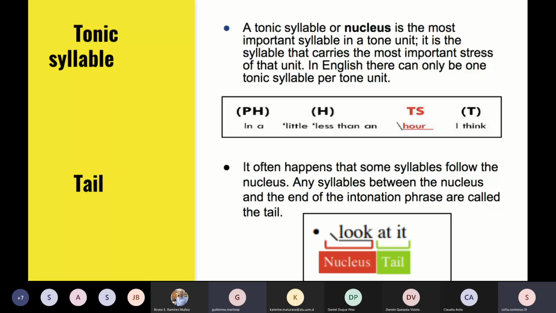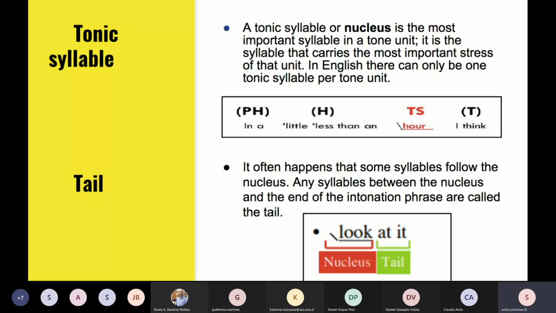Is it "little less than an"? Oh, no, no, that's the head. Are you talking about the nucleus? Yes. The nucleus, or you can say tonic syllable. Okay, "hour". Hour, exactly. And then we have the tail.